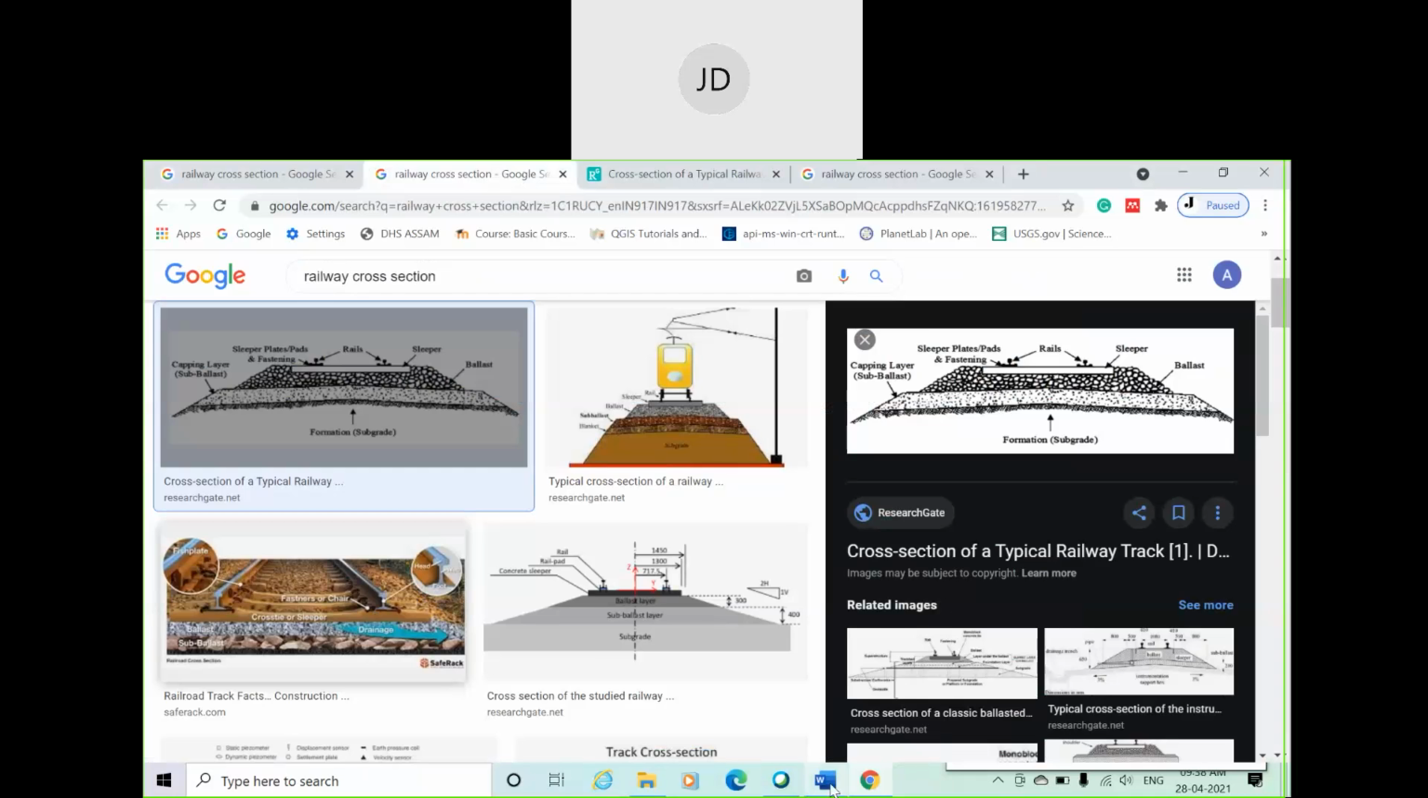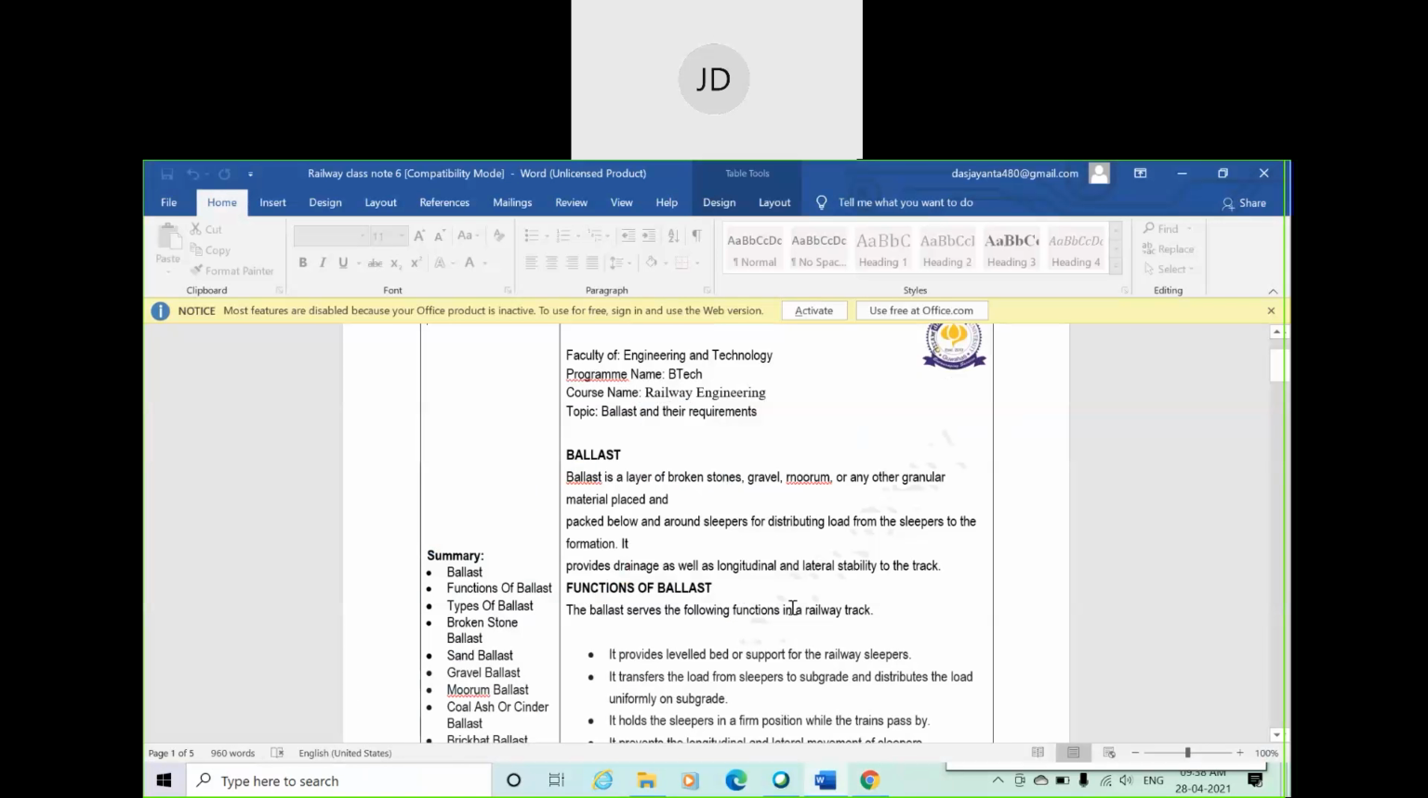Okay, so we'll go to the notes now. So basically, ballast is a layer of broken stone, gravel, marum soil, or any other granular material placed.